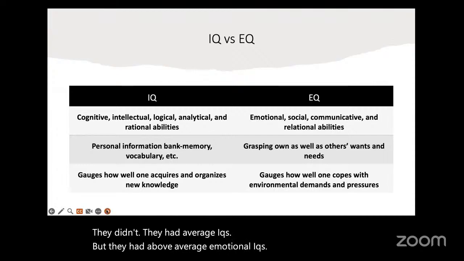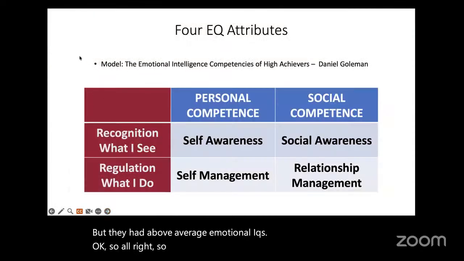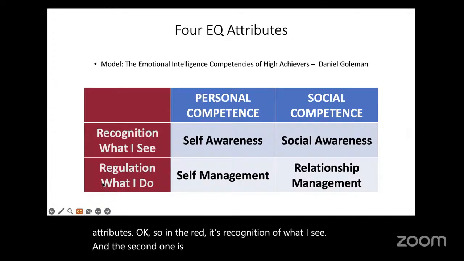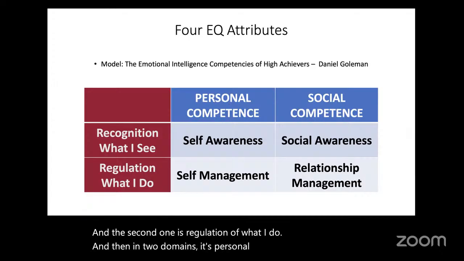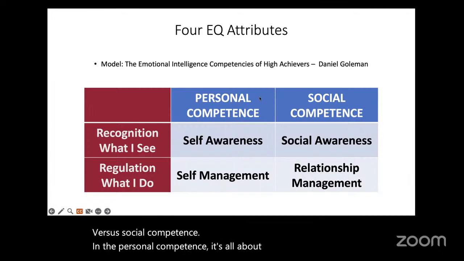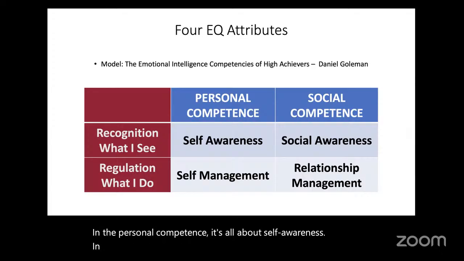All right, so let's talk about the four emotional intelligence quotient attributes. In the red, it's recognition of what I see. The second one is regulation of what I do. And then in two domains, it's personal competence versus social competence. In personal competence, it's all about self-awareness, in the recognition of what I see.